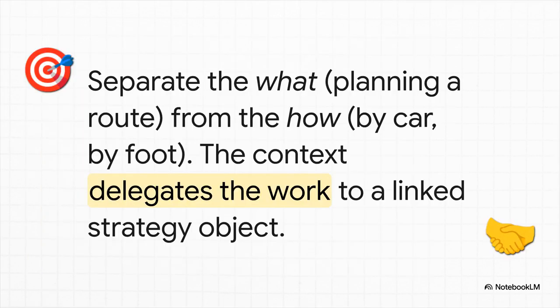The big idea, the secret sauce here, is all about separating the what from the how. Our main app, the Navigator, still knows what it needs to do, plan a route, but it completely delegates how that route gets planned. It just hands the job off to a strategy object. Is it the car strategy? The walking strategy? The main app doesn't know, and it doesn't care.